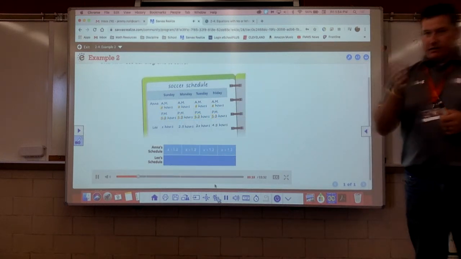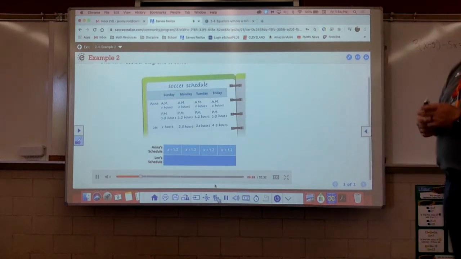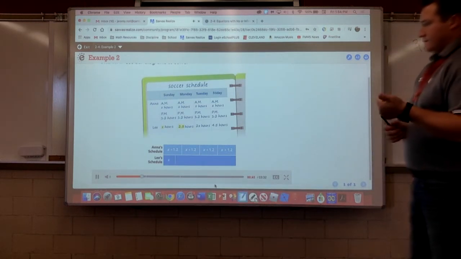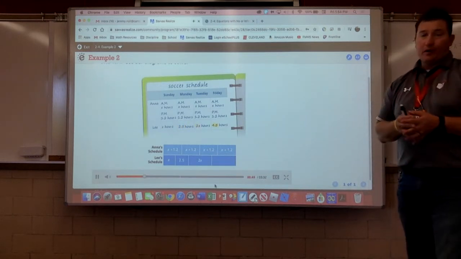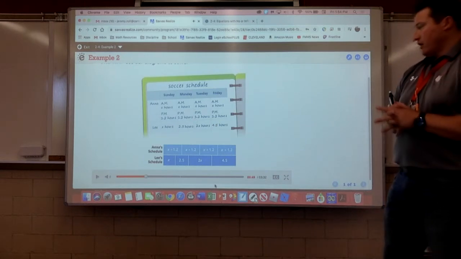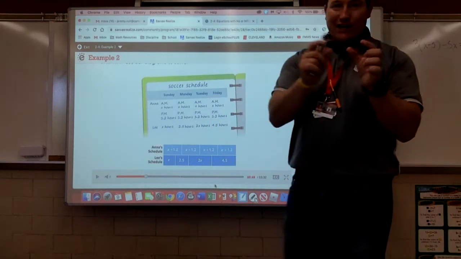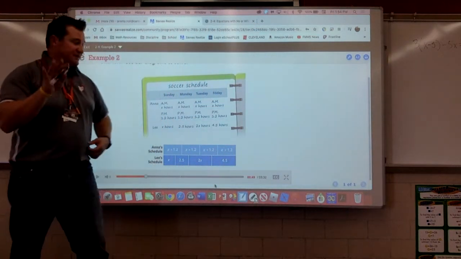Now transfer Lee's soccer times to the bar diagram. Lee played soccer for x hours, 2 5/10 hours, 2 hours, 2x hours, and 4 5/10 hours. Okay. Remember, our bar diagrams are equal to each other. So I think, right, they told us they played for the same amount of time.